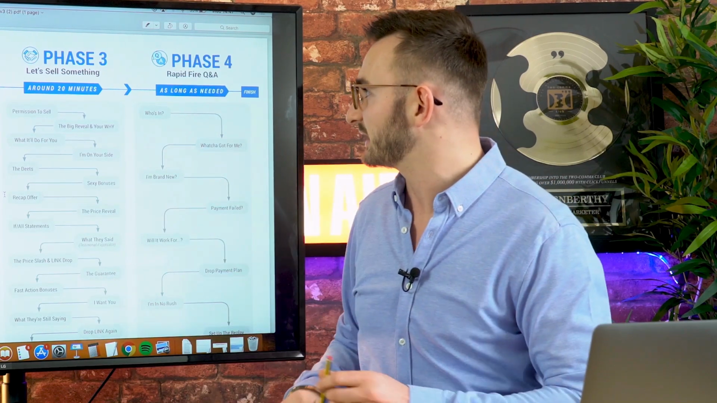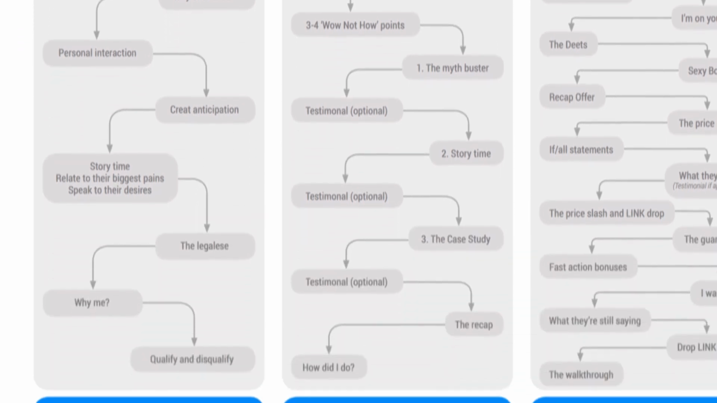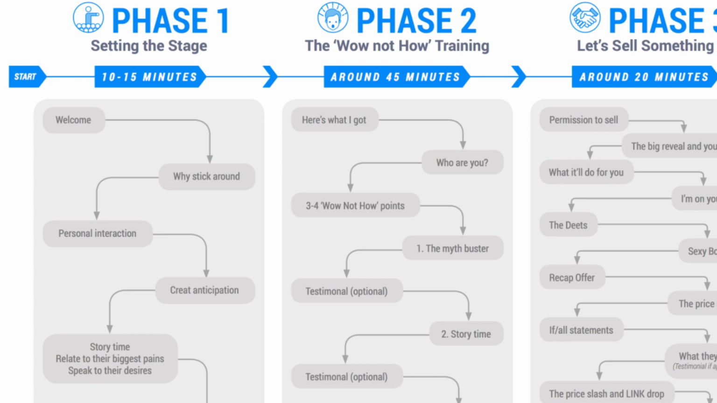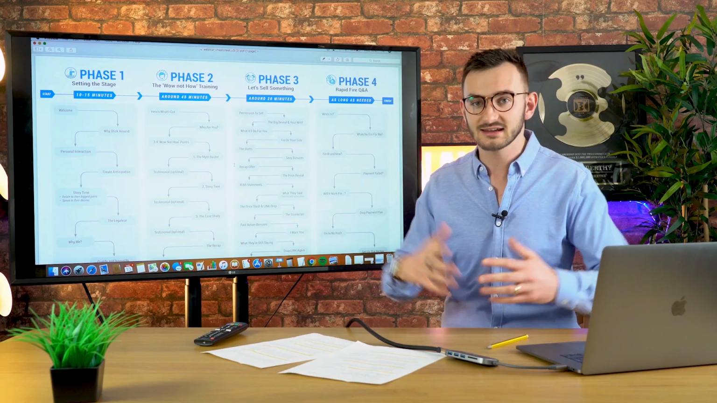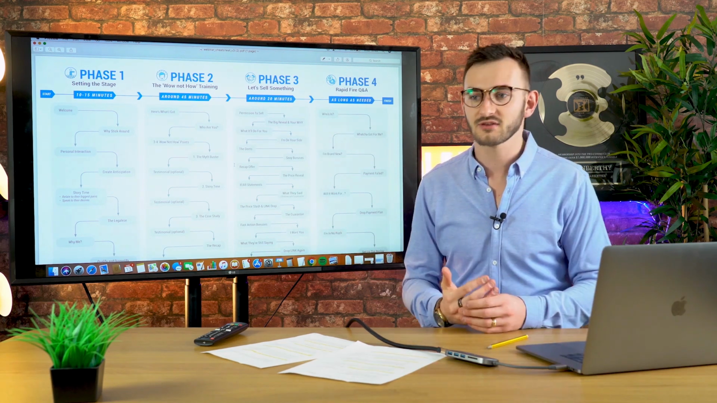So if we look at this blueprint here, phase 1 is setting the stage, grabbing their attention, letting them know they're in the right place, all that good stuff. Phase 2 is teaching them stuff for about, in this blueprint, 40 to 45 minutes, giving them some training, giving them some ideas on how they can start moving forward with the desired outcome that they have. And then you get to phase 3, which is selling something.